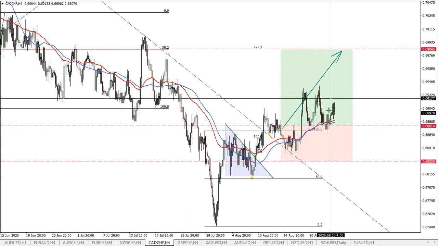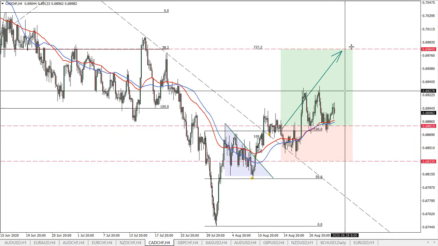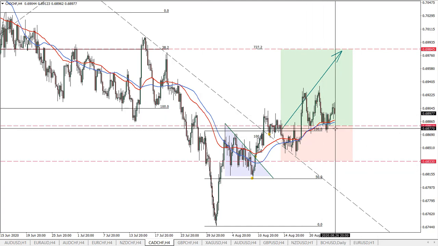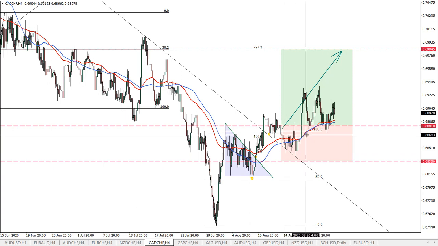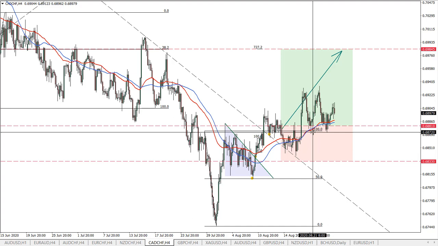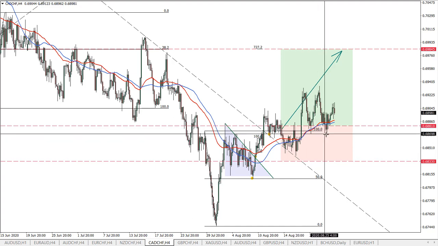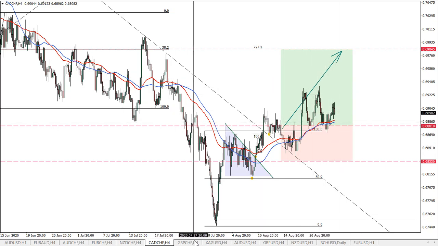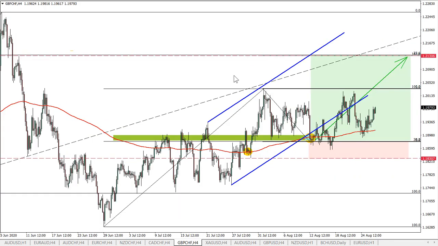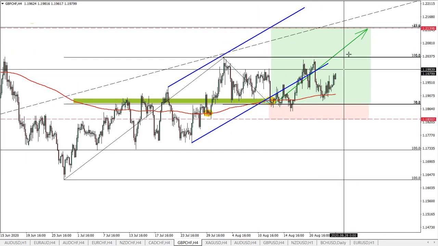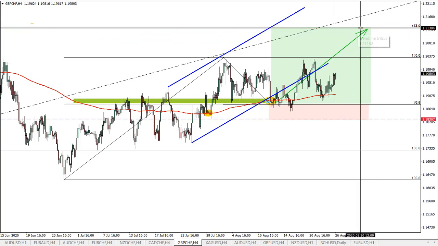Canadian Swiss franc also in green, although still ranging, expecting move to the upside. It does look pretty good, but we need to see if there can be spikes below this level where price rejected moving averages. It's possible, just a spike, but a close below could be quite dangerous, but still in green, looking good.